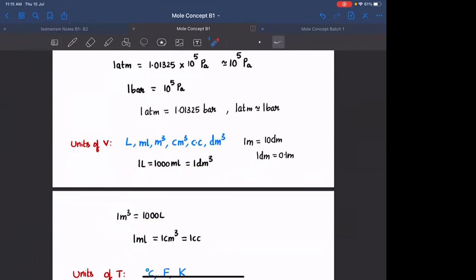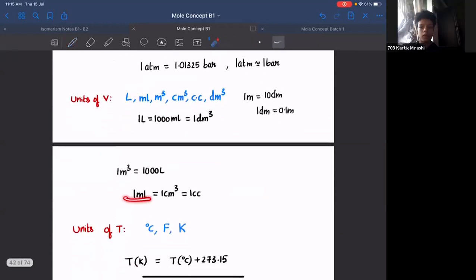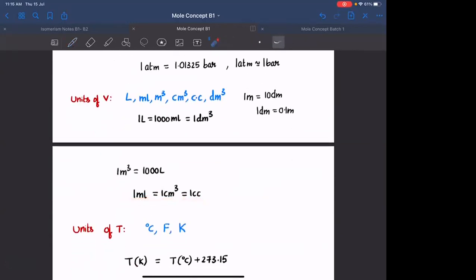1 meter cube is equal to 1000 liters. I hope everyone knows this. 1 ml is equal to 1 cc or 1 centimeter cube. Okay. How to convert centimeter cube into meter cube? I hope all of you know how to convert these units.